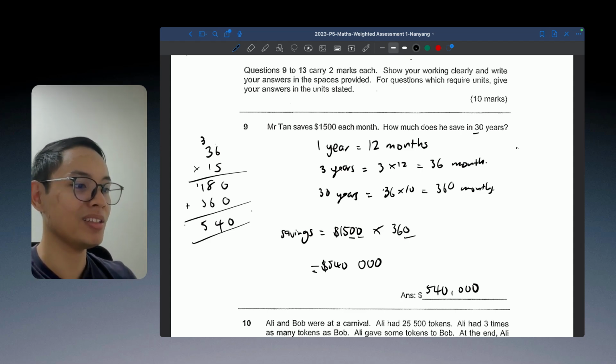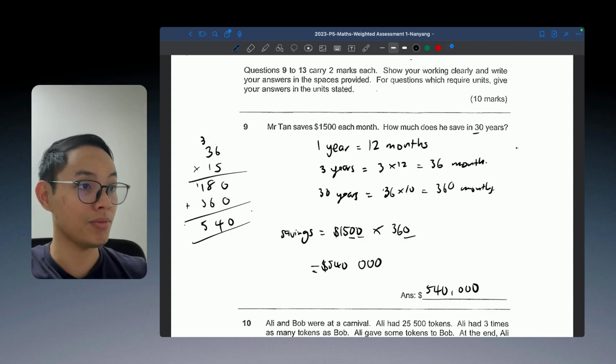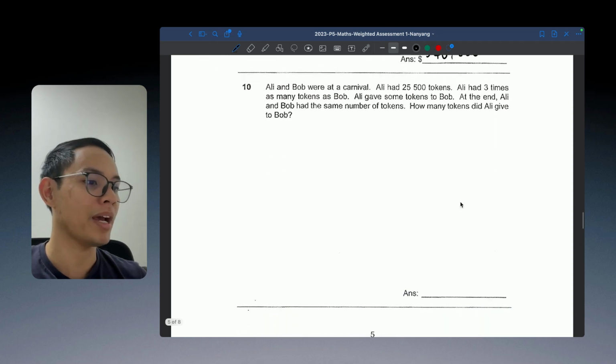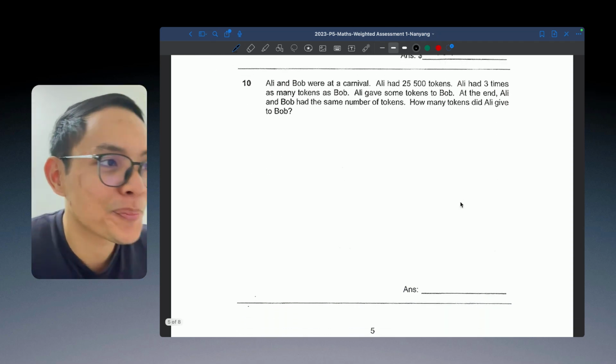So always save, right? It's very important. 30 years, save 1.5K. That's very good. Yes. Okay, let's move on to, I don't even have money in the bank. Kidding. Let's move on to the next question.